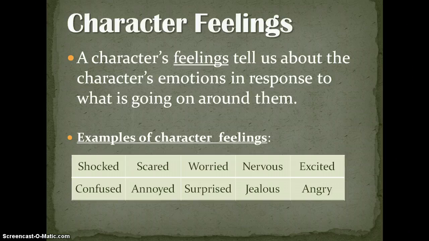Characters' feelings are different. They tell about that character's emotions, and this is in response to whatever is going on around them. These can change very frequently depending on what's going on in the book. So, examples of feelings then, they could be shocked, scared, worried, nervous, excited, maybe confused, annoyed, surprised, jealous, angry, and the list can go on and on. So just keep in mind that these change frequently depending on what's going on. It could change even page by page.